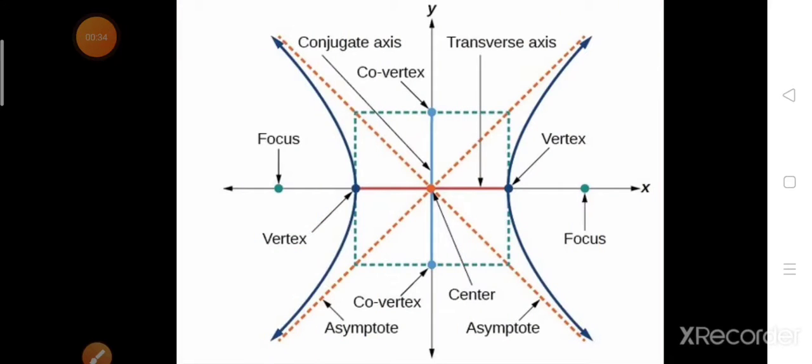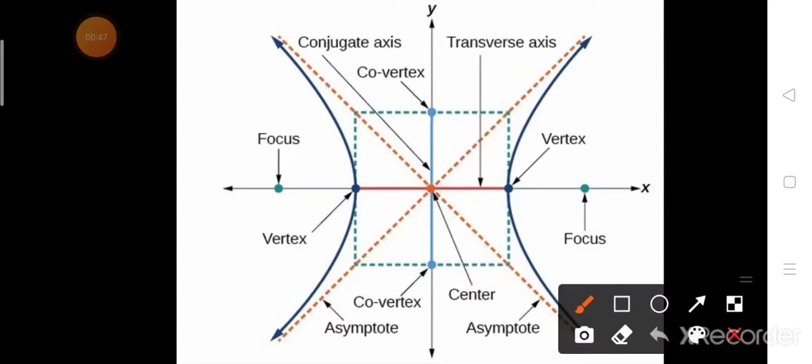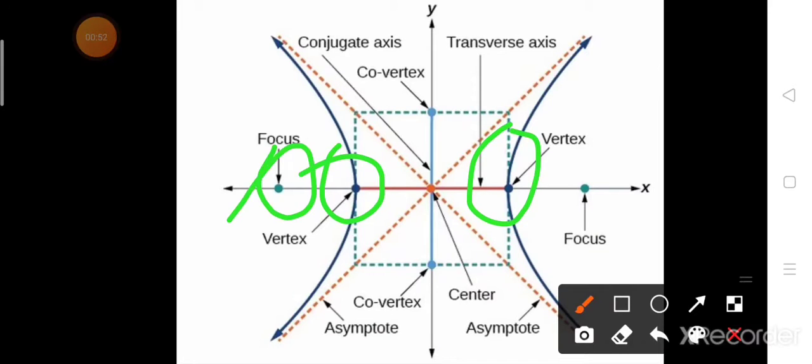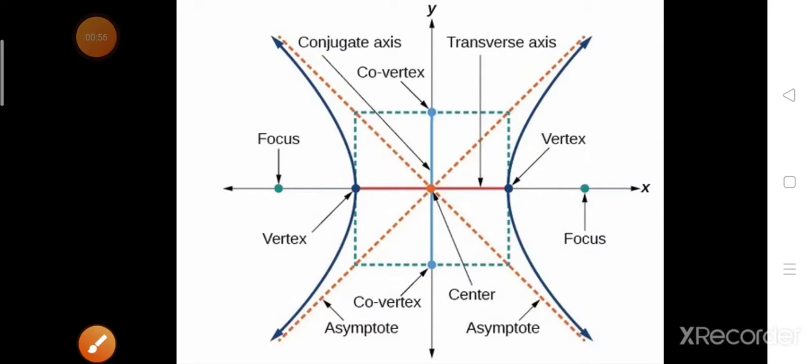So these are the parts of the hyperbola graph. We have the co-vertex, conjugate axis, transverse axis, and vertex. We have two vertices. We also have a focus on both sides, which are the foci. And we also have the asymptotes. We have two kinds of asymptotes: the negative asymptote and the positive asymptote. So take note, these are parts of the graph.